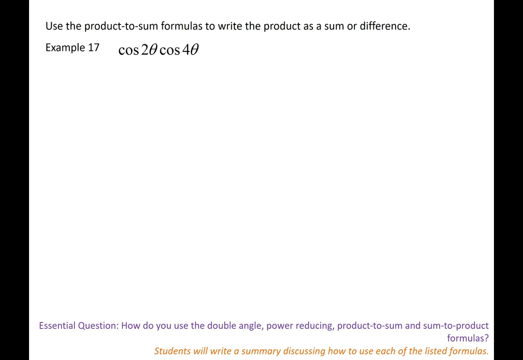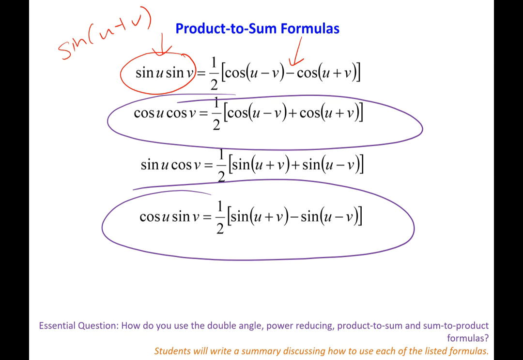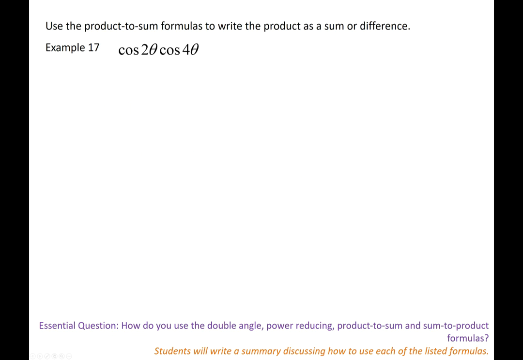All right, so it says cosine times cosine. So you're going to go back and look at your formulas, and you're going to find the one that says cosine times cosine. Everybody got it? Okay, so how does our formula start? 1/2, good. All right, and then what is my first function? Cosine, and I'm going to draw parentheses. What operational symbol goes in there?